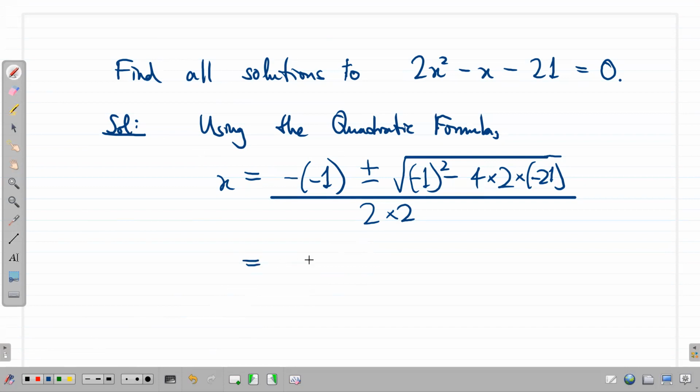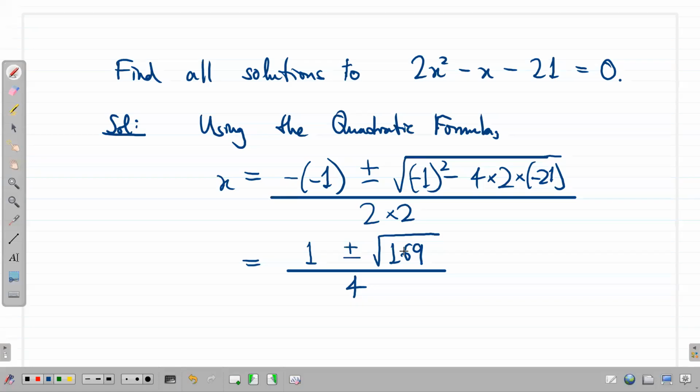Now we need to work this out. Minus minus 1 is plus 1, so that's 1. Plus or minus, let's see what goes in the brackets. Minus 1 all squared is 1. Then I have minus minus gives me plus, so plus 8 times 21. So 2 21s are 42, 2 42s are 84, 2 84s are 168. 168 plus 1 on the end gives me 169. Divided by 2 times 2, which is obviously 4.